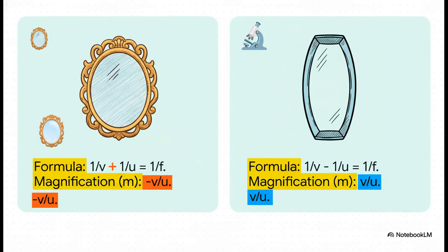Now look very carefully at these formulas. They look almost the same, don't they? But there is one tiny difference that changes everything. The mirror formula has a plus sign. The lens formula has a minus sign. Same with magnification. This tiny detail is where many students make a mistake, so please be extra careful.